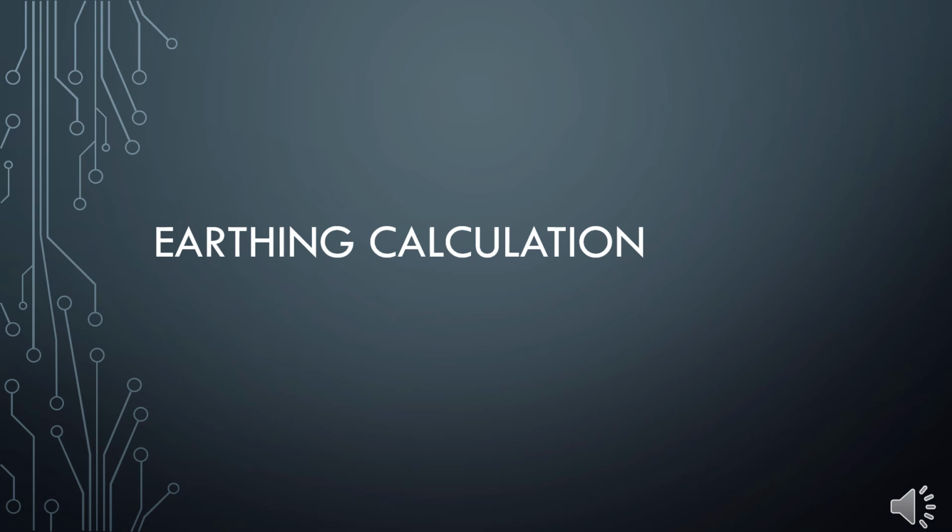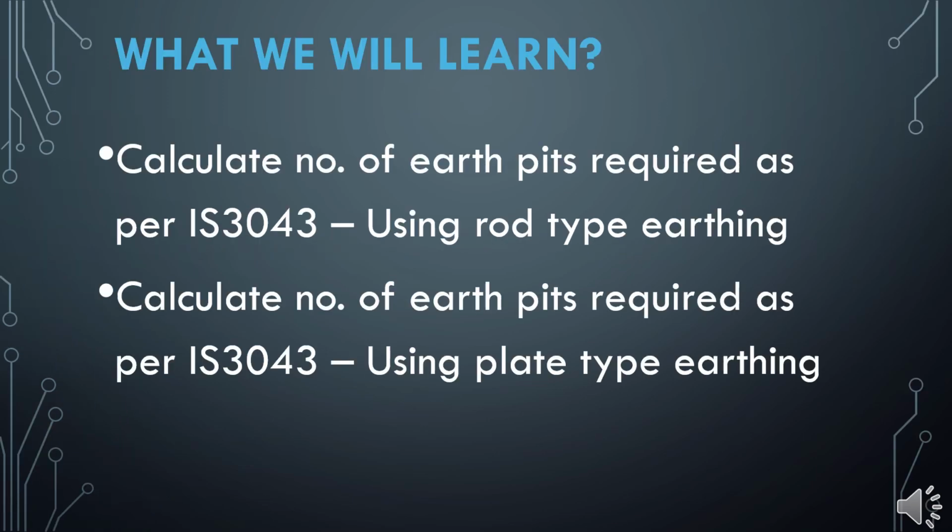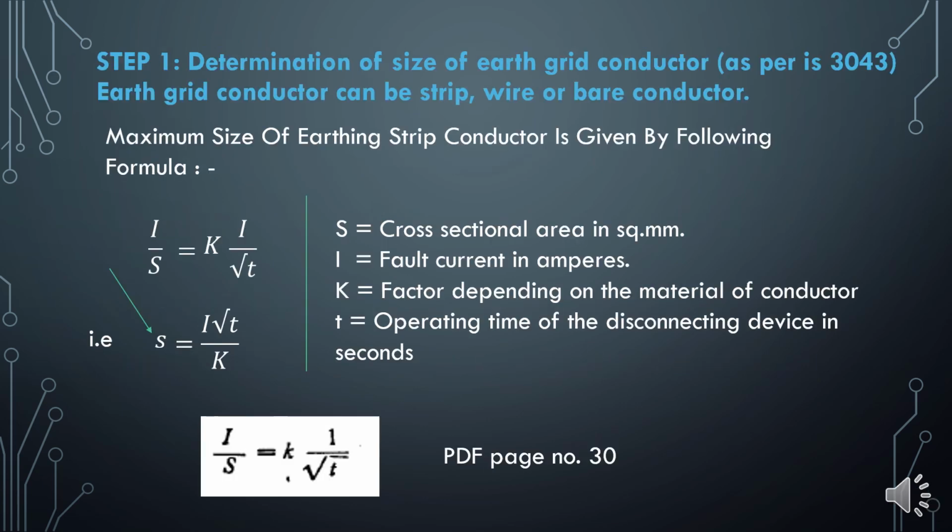Hi engineers, today we will learn how to do earthing calculations using IS 3043. This video covers earth pit calculations using earthing rod and earthing plate. First step is to calculate grid conductor size in square mm. Grid conductor means conductor connecting various panels, DBs and equipment to the earth pits. It can be a wire, a strip or a bare conductor.